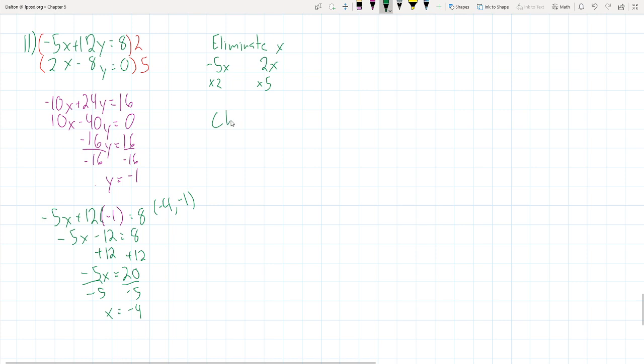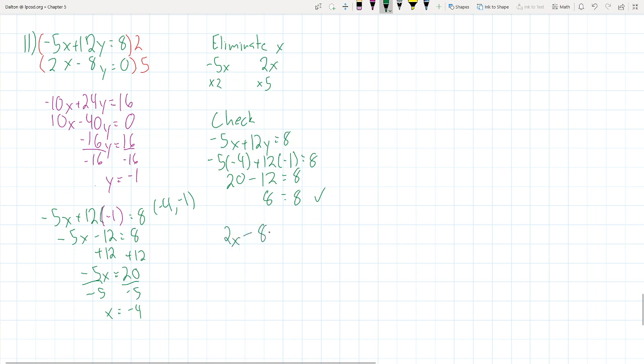Now what we need to do, we need to check. So negative 5x plus 12y equals 8. Negative 5 times negative 4 plus 12 times negative 1 equals 8. Negative 5 times negative 4 is positive 20. 12 times negative 1 is negative 12. 20 minus 12 is 8. That equals 8. Yay.